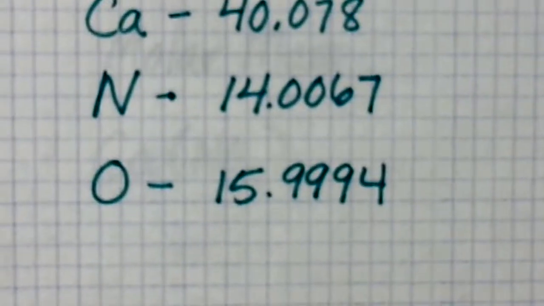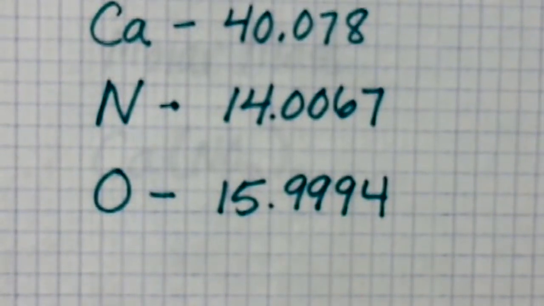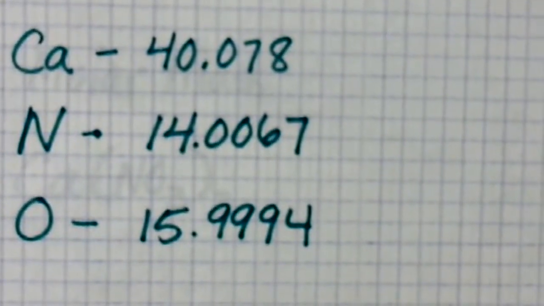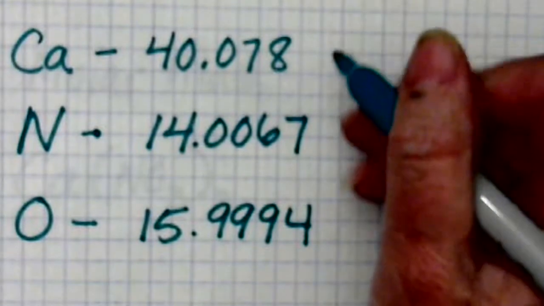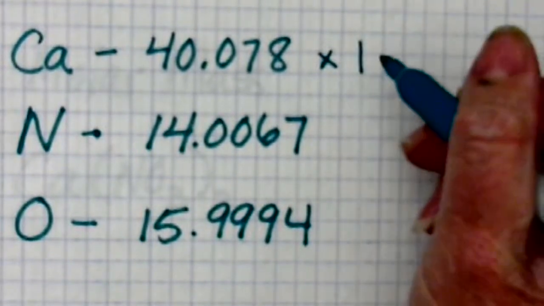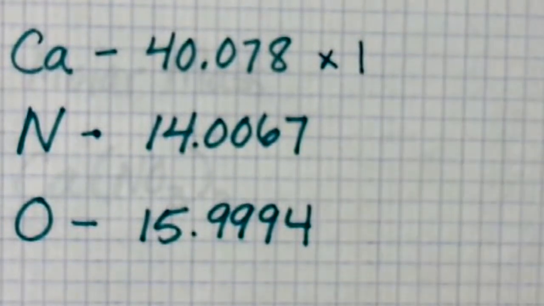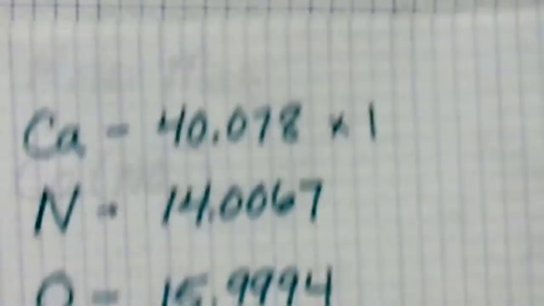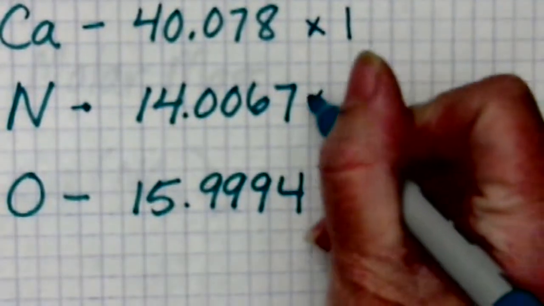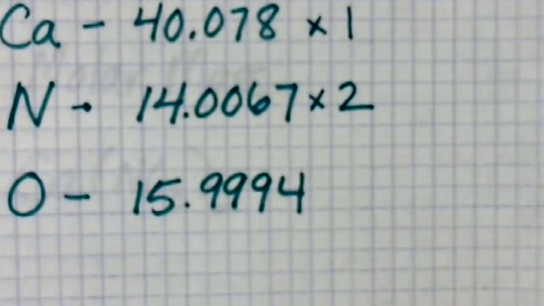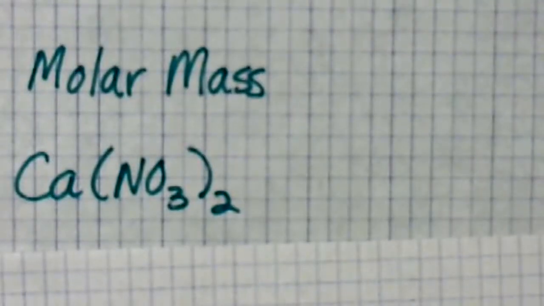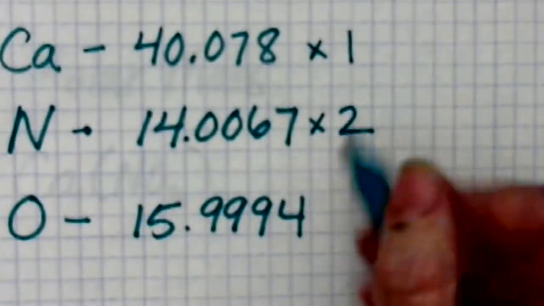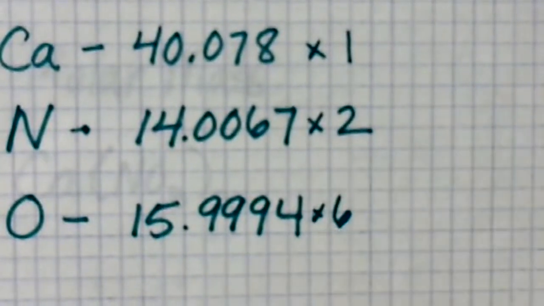So I've looked up the molar masses on the periodic table. Here's calcium, here's nitrogen and oxygen, but we'll have to multiply some of these. There was only 1 calcium in calcium nitrate, but if you remember, there's 2 nitrogens, so we need to multiply this by 2. And there are 3 times 2 or 6 oxygen, so we're going to need to multiply this by 6.